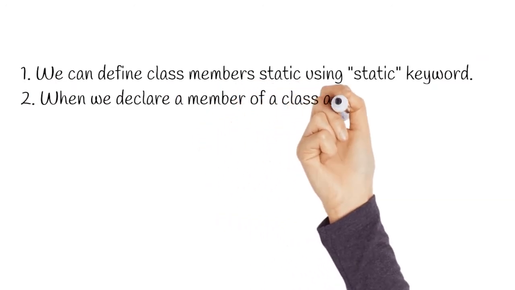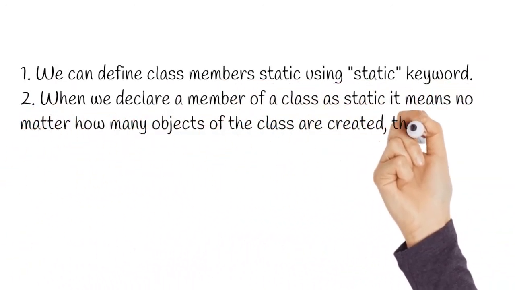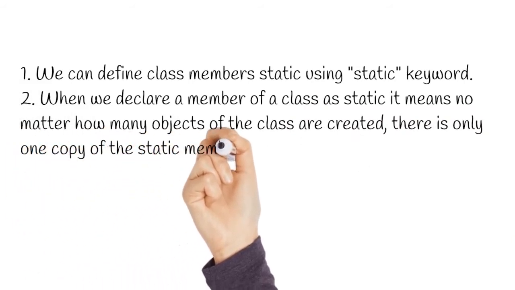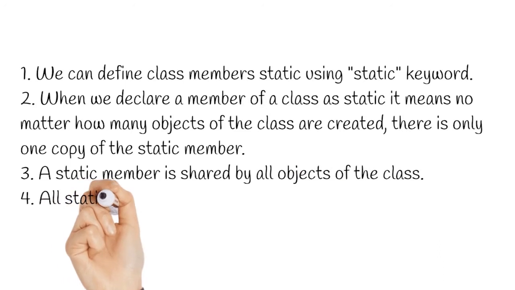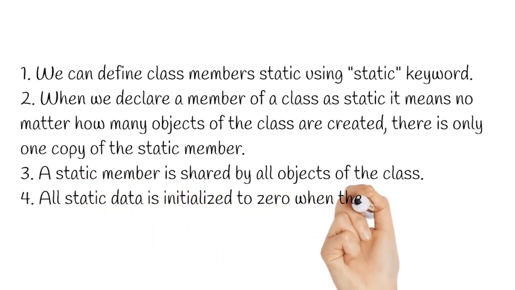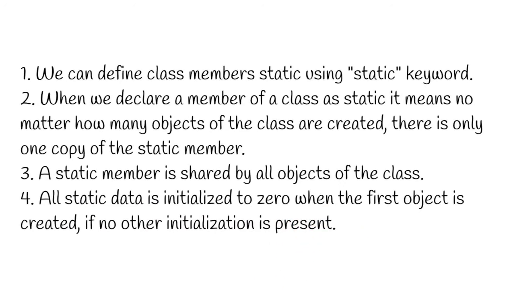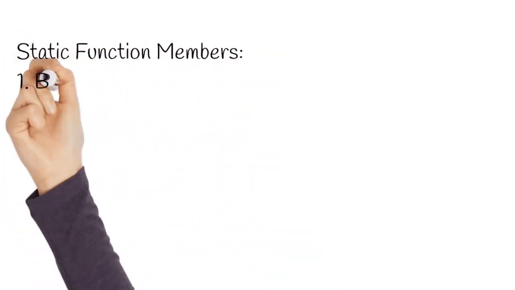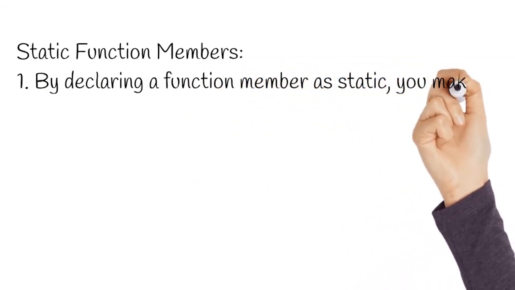First of all, we will define the static keyword. We can define a class member as static using the static keyword. When we declare a member of a class as static, it means no matter how many objects of the class are created, there is only one copy of the static member. A static member is shared by all objects of the class. All static data is initialized to 0 when the first object is created, if no other initialization is present.